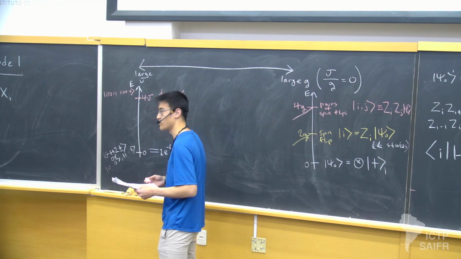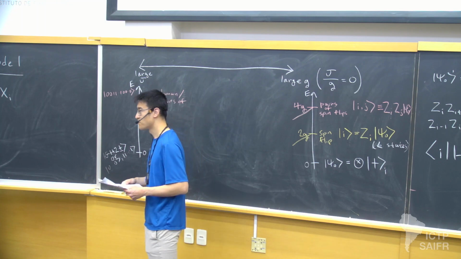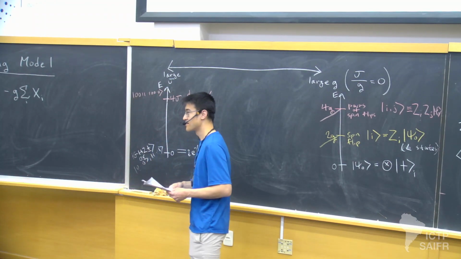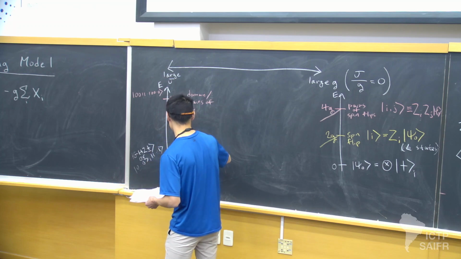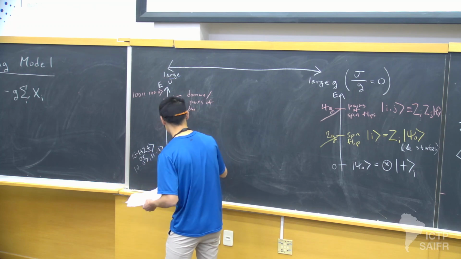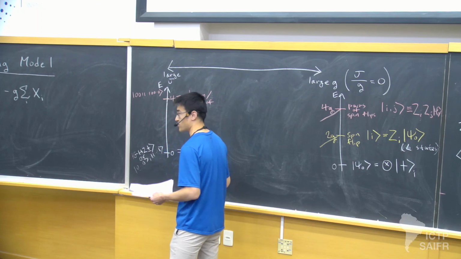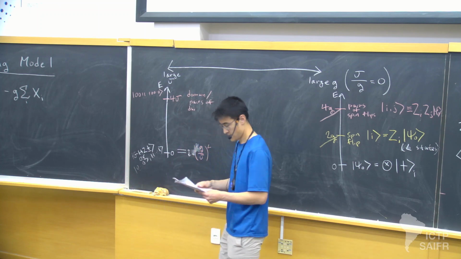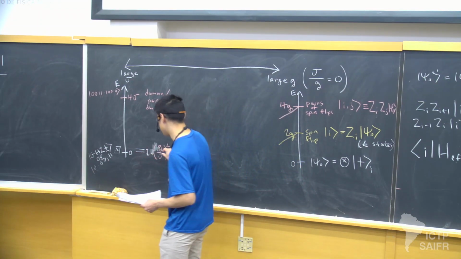Ultimately, the exponential factor is coming from g over j to the L power, right? Okay, so the ground state gets split by a little bit.